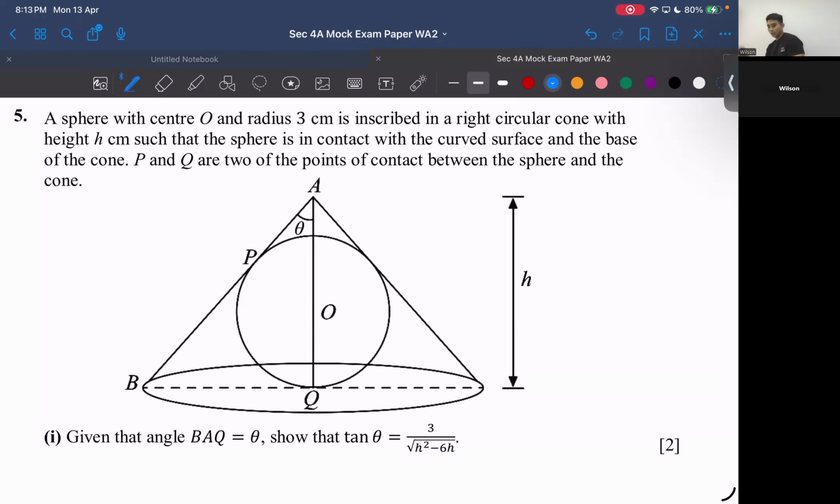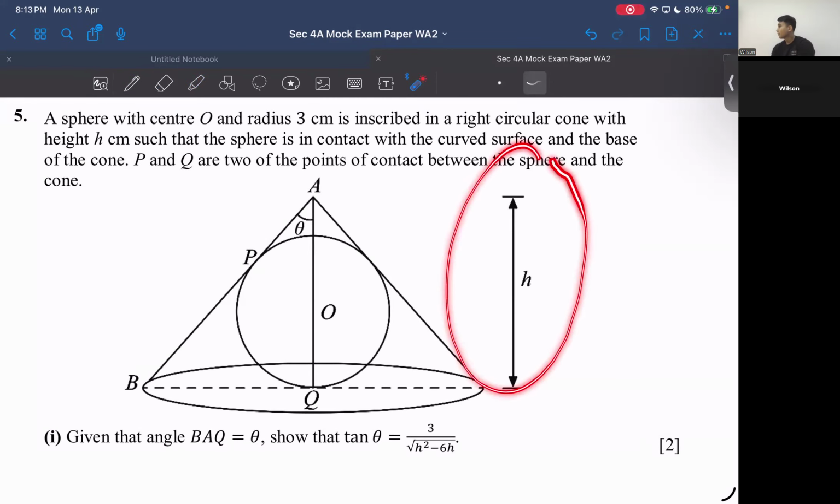What is something that will come to your head? Find h. Okay, that's the first thing that comes to your head. Find h. But h is already found. H is here. Find the value of h over here.